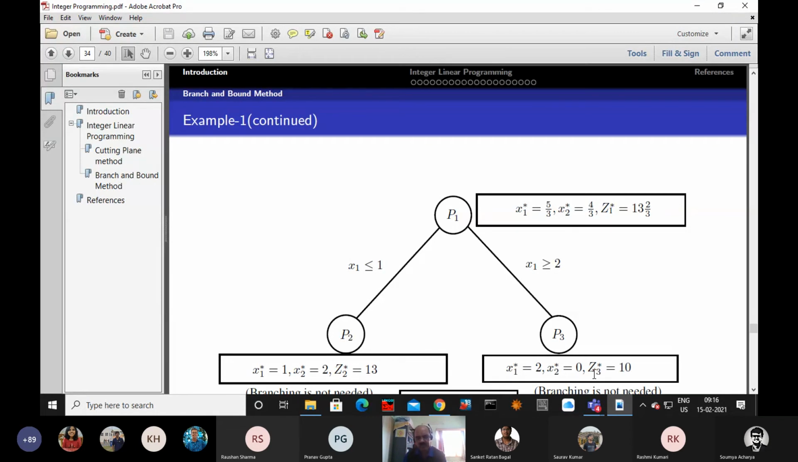Here the problem is given to solve. It is not an infeasible problem, it is a feasible problem. For a feasible problem, you know the property, it has to be feasible. So now see this problem. This is P1. In P1 we find the decision variables are x1 equal to 5 by 3, x2 equal to 4 by 3.